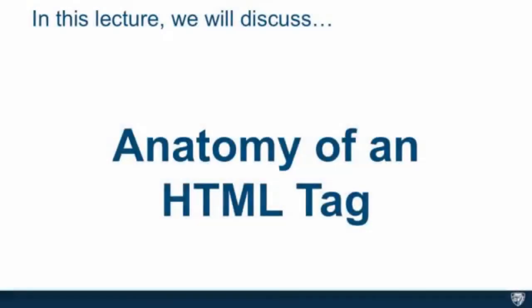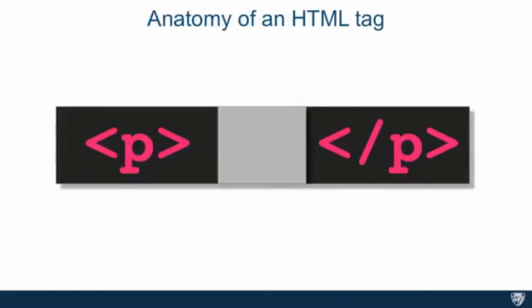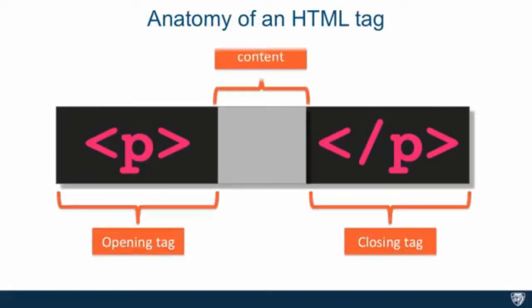At the core of HTML is the HTML tag. So it's pretty important to understand what an HTML tag consists of and how to syntactically properly code up an HTML tag. Usually, HTML tags have an opening and a closing tag, and they surround some content. In this case, the tag P, which stands for paragraph, is communicating to us that the content in the gray area should be treated as a paragraph.